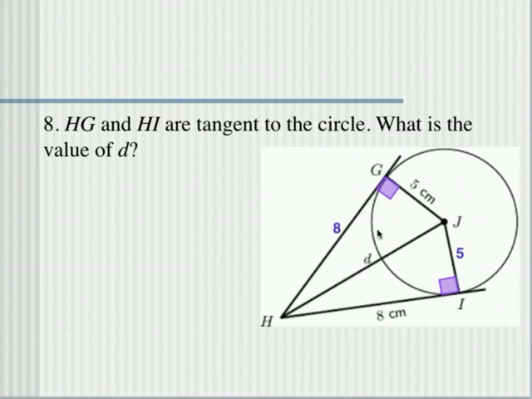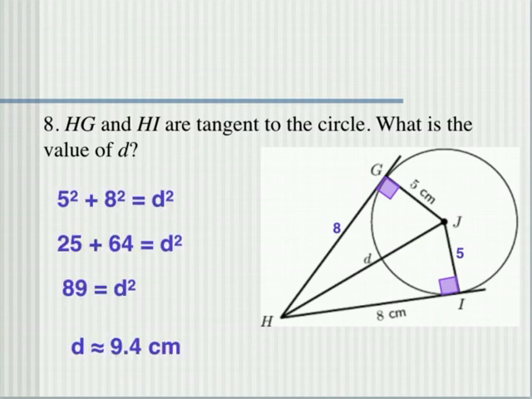Now you could zoom in on either of the triangle pieces, either the top triangle or the bottom triangle, and use Pythagorean theorem to solve. Pause here and solve number 8. Go ahead and check your answer on number 8. You should get around 9.4 centimeters for segment D.